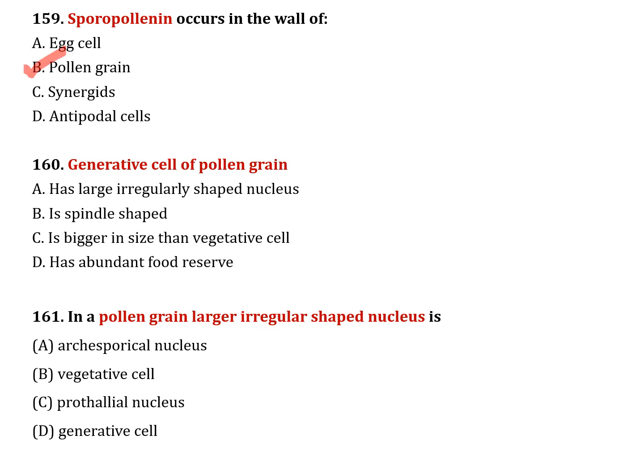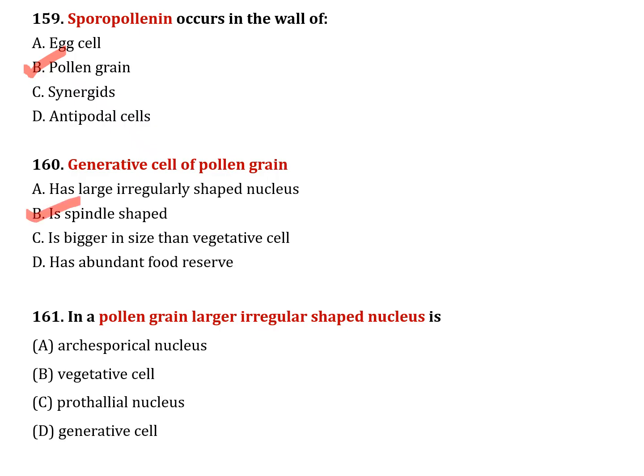The next question, number 160. Generative cell of pollen grain. Option A, has large irregularly shaped nucleus. Option B, is spindle shaped. Option C, is bigger in size than vegetative cell. Option D, has abundant food reserve. Correct answer is option B, is spindle shaped.